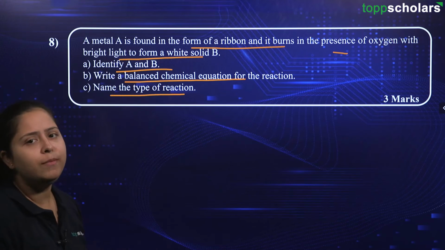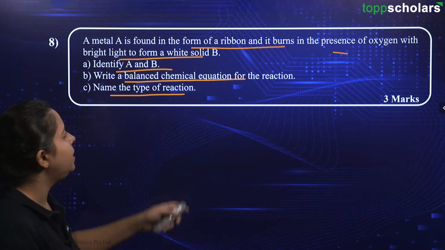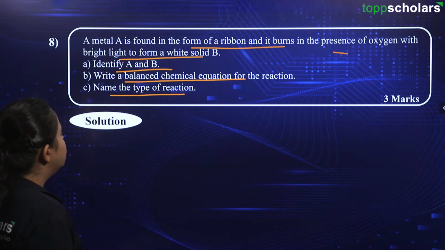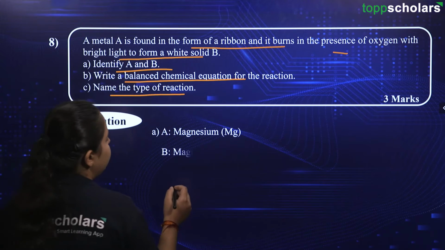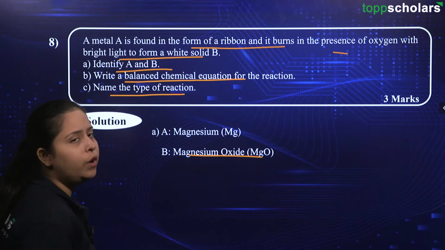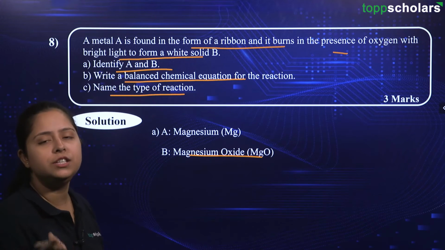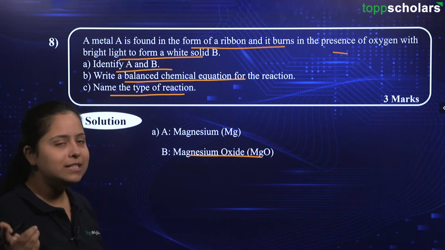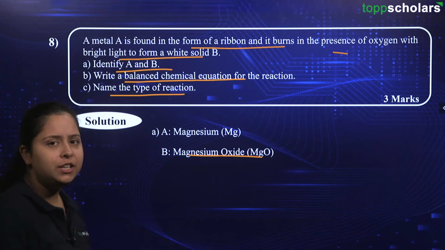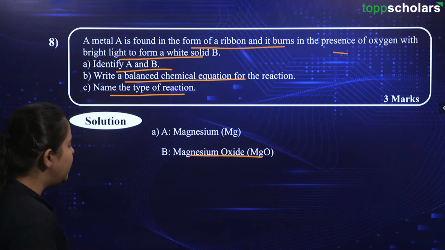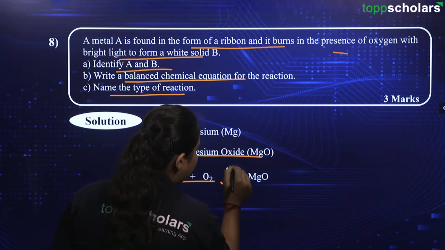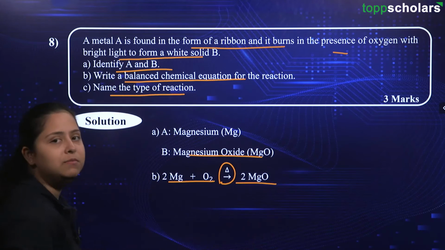Obviously the ribbon is of magnesium. And what is B? It is magnesium oxide, right? Let us write over here. So A is magnesium and B is magnesium oxide. That is the reaction that is going on. Mg is reacting with oxygen and it is forming magnesium oxide, that is MgO. So write a balanced chemical equation. The next thing we have already answered. Let us write over here. So 2Mg plus O2 in the presence of heat will give you 2MgO.